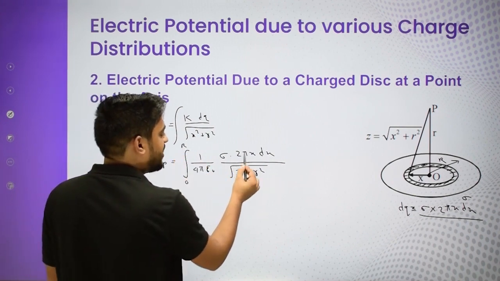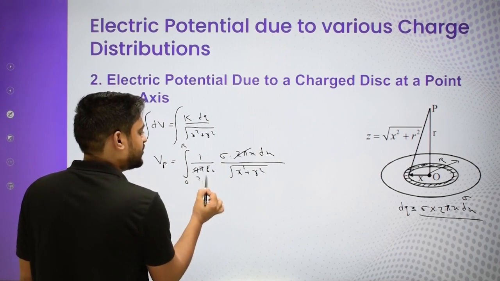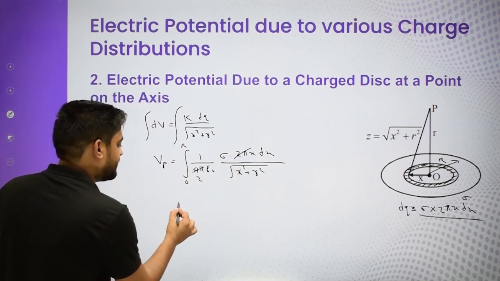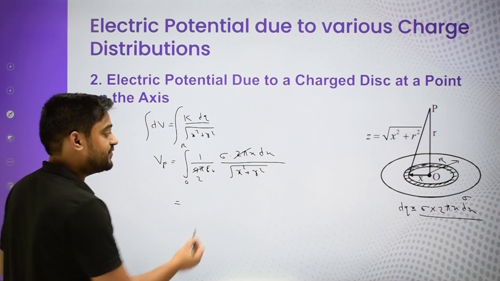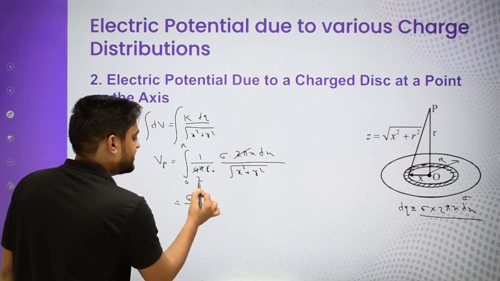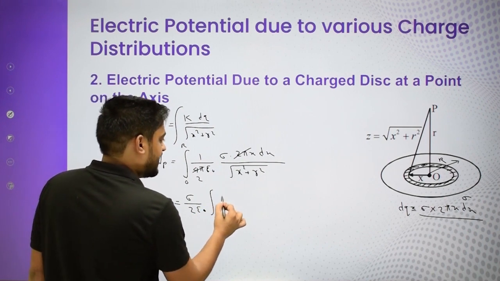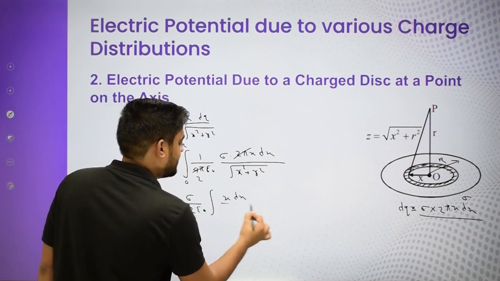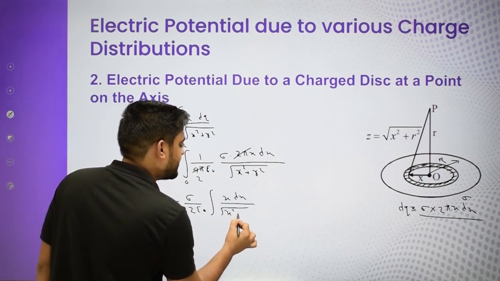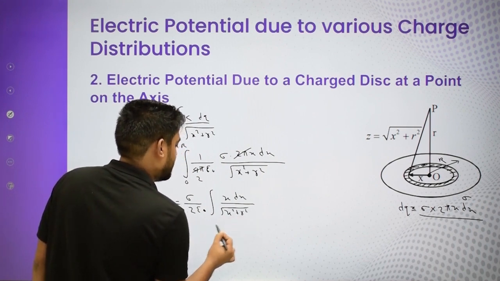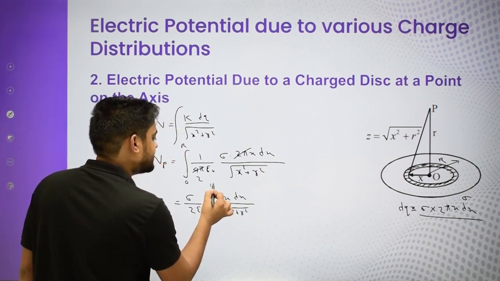Now just cancel out whatever we can. So this is 2, right? 2 pi times 2, and we can take the constants out: sigma is a constant, this 2 and epsilon naught are constants, and we are just left with x dx divided by under root x square plus r square, and we have 0 to R as the limit.